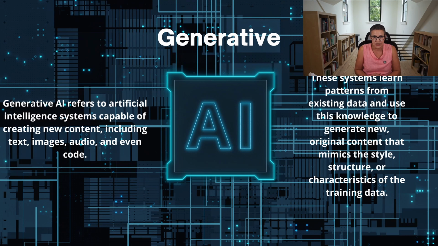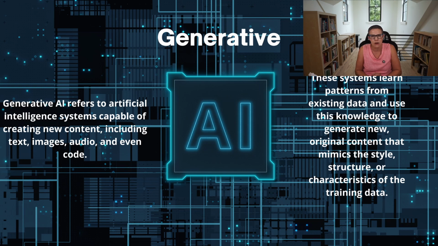Now we'll move on to generative AI. Generative AI refers to artificial intelligence systems capable of creating new content, including text, images, audio, and even code. These systems learn patterns from existing data and use this knowledge to generate new original content that mimics the style, structure, or characteristics of the training data.